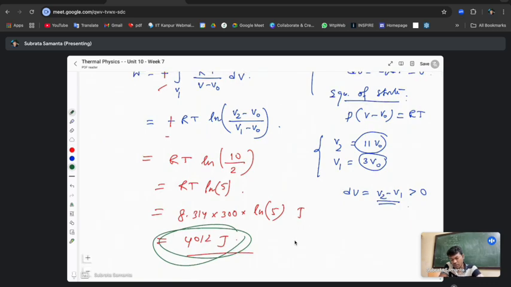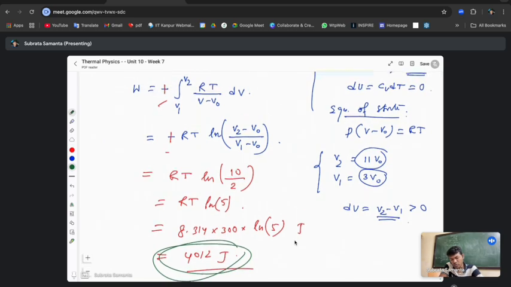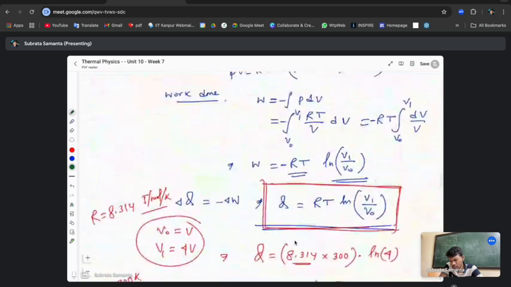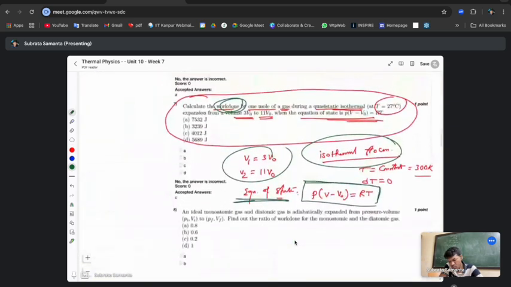Okay, so now let's check the answers. 4012 joule. So the option C, right? The option C is correct.